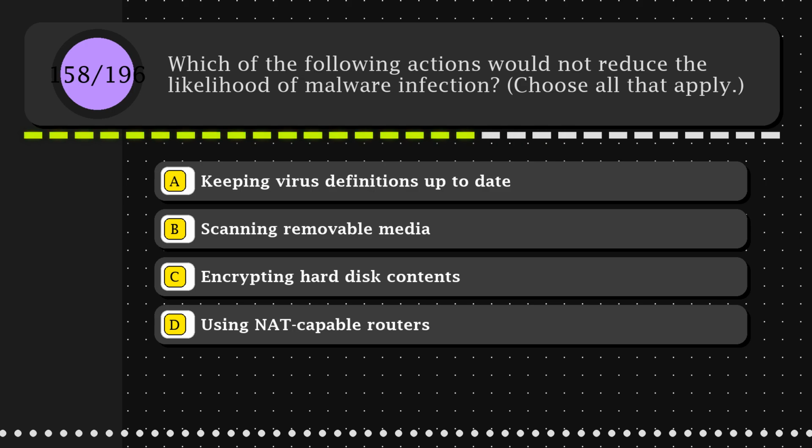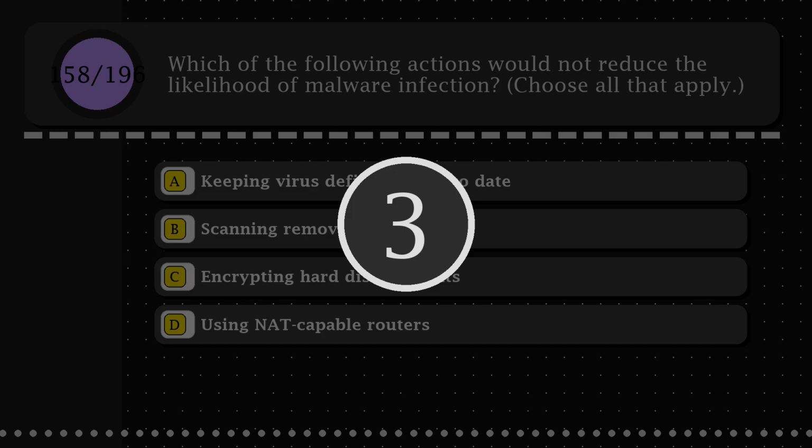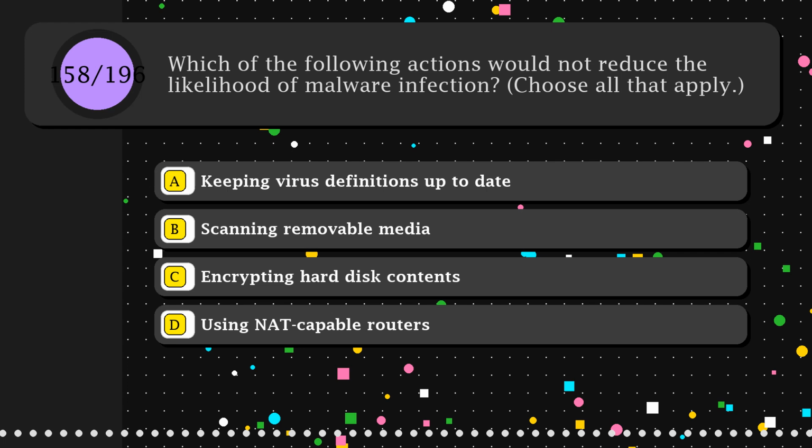Question 158. Which of the following actions would not reduce the likelihood of malware infection? Choose all that apply. Option A. Keeping virus definitions up to date. Option B. Scanning removable media. Option C. Encrypting hard disk contents. Option D. Using NAT-capable routers. The correct answer is option C, D.